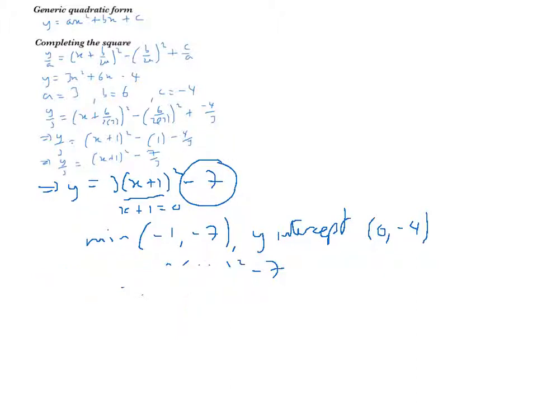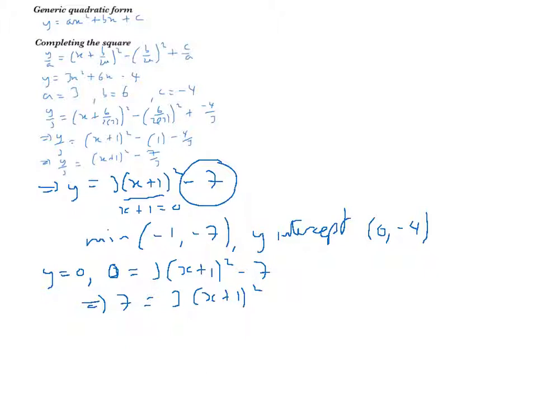Let's now look for our x-intercepts, which of course occur at y equals 0. So we get 0 equals 3 times x plus 1, all squared, minus 7. We first need to get rid of this minus 7, so we'll plus 7 to both sides. 7 equals 3 times x plus 1, all squared. We always need to get rid of this thing around the brackets first before we square root, so we need to divide both sides by 3. So 7 over 3 equals x plus 1, all squared.